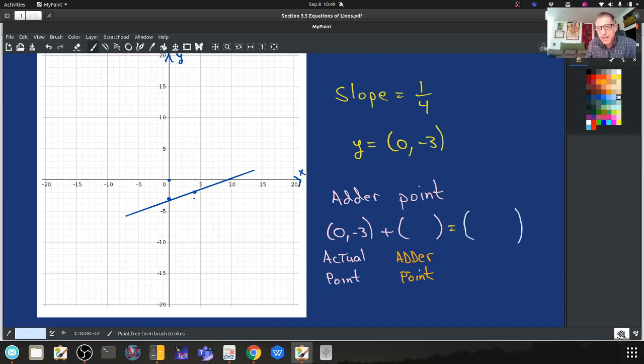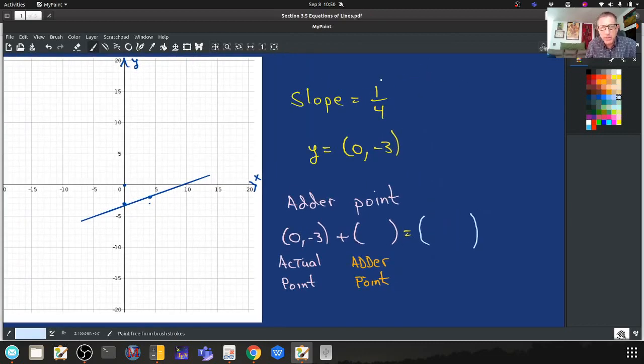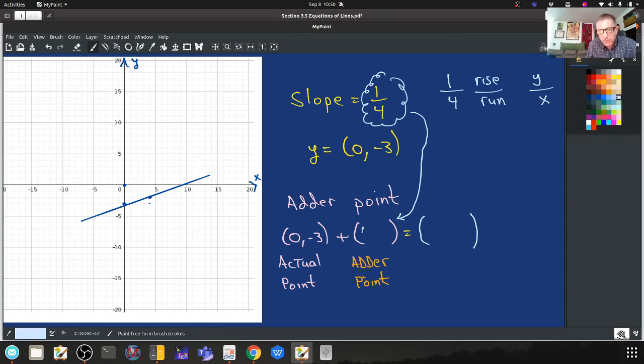So how do I get my adder point? My adder point is gleaned from my slope. So my slope is 1 over 4, which is rise over run, which is conceptually y over x. So my x value is 4. So my slope gives me my adder point. So my slope is 4 for the x and 1 for the y.